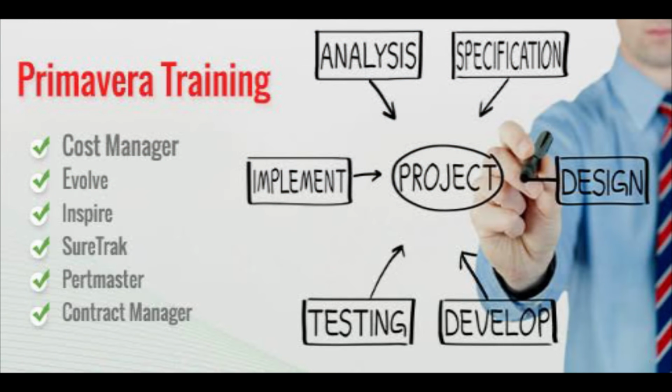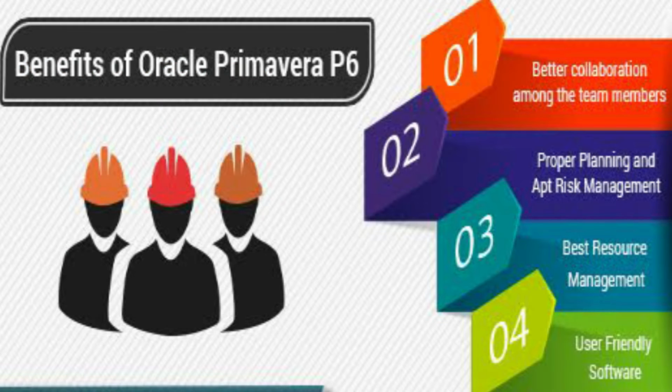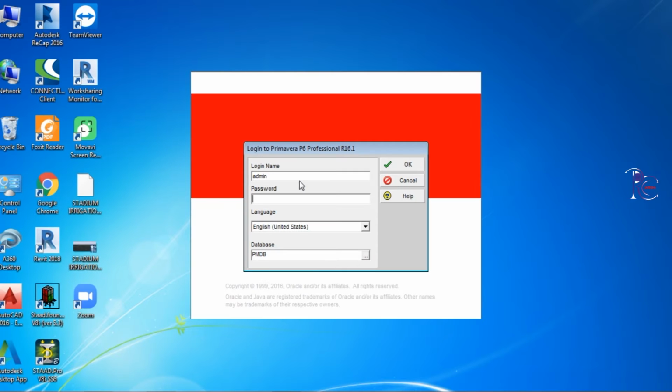The Primavera training consists of project, design, implement, testing, development, analysis, specification. So many properties and techniques are presented in Primavera. So today we're going to see this training, from the benefits of Oracle Primavera P6. Okay guys, first of all we need to study the basic settings, calendar settings, and then the basic property also. So we're going to see a new topic of Primavera P6 Professional.